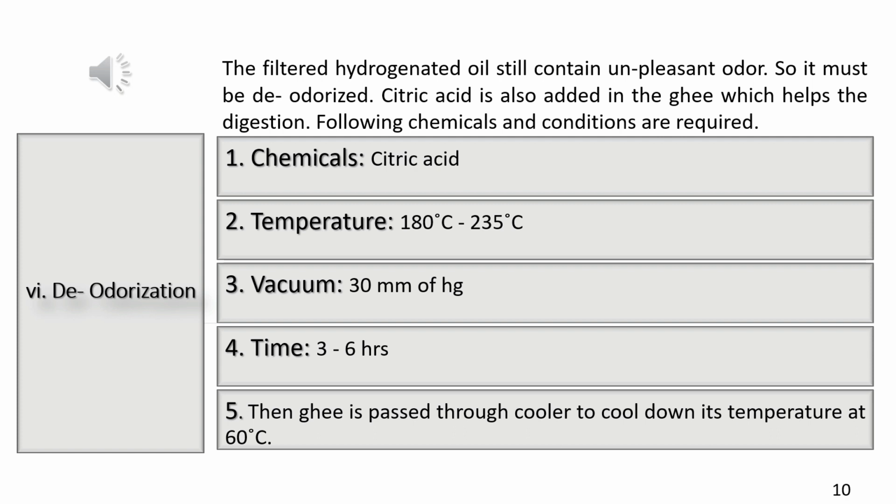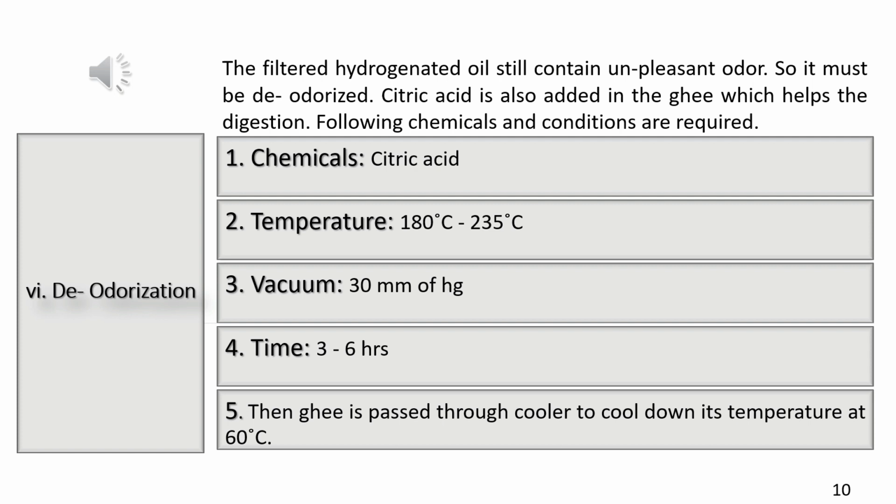The next step is deodorization. The filtered hydrogenated oil still contains an unpleasant odor, so we need to deodorize our sample to remove it. For this, we add citric acid to the ghee. The purpose of citric acid is to help the digestion process.